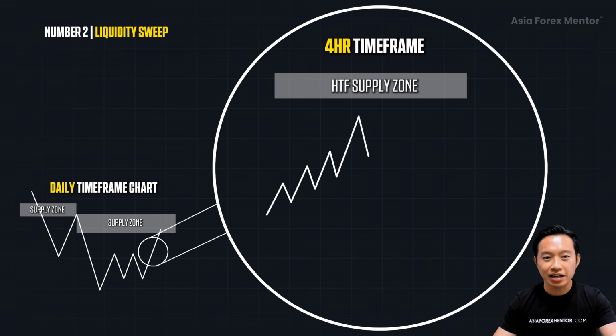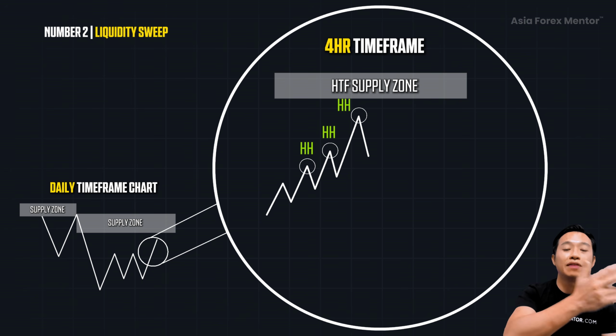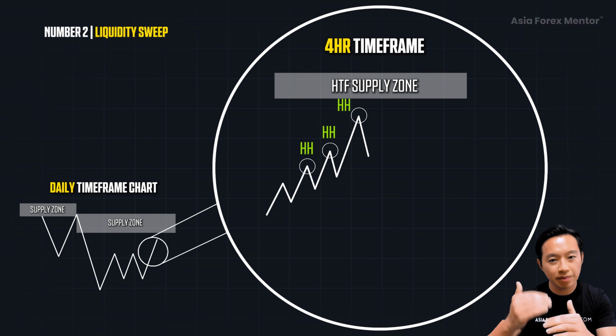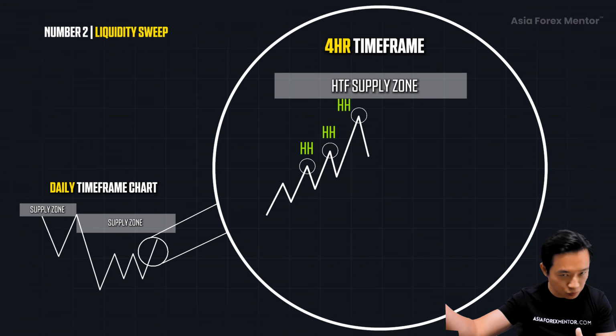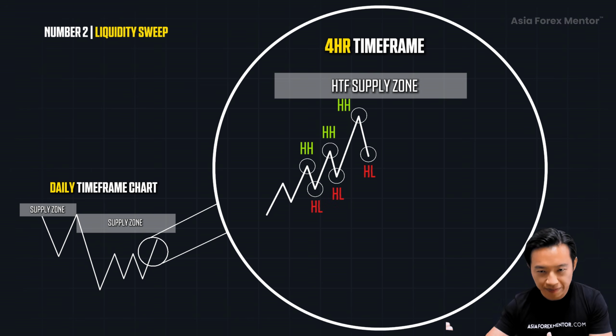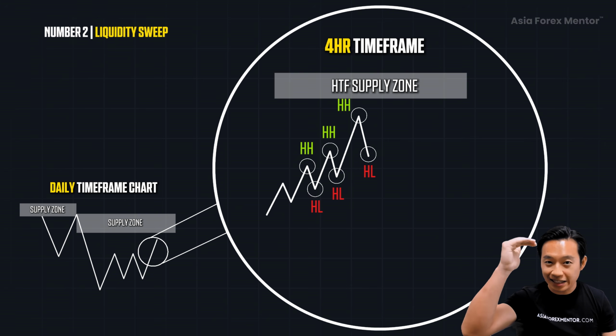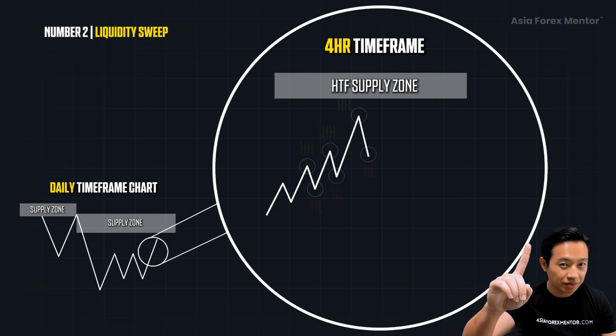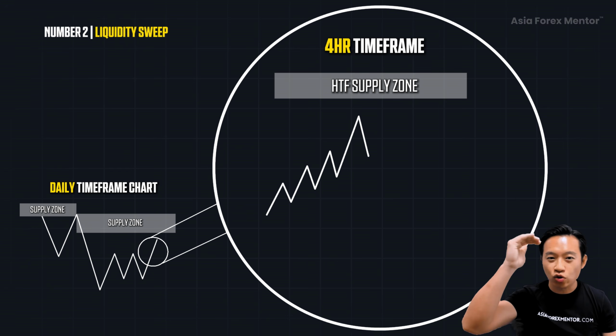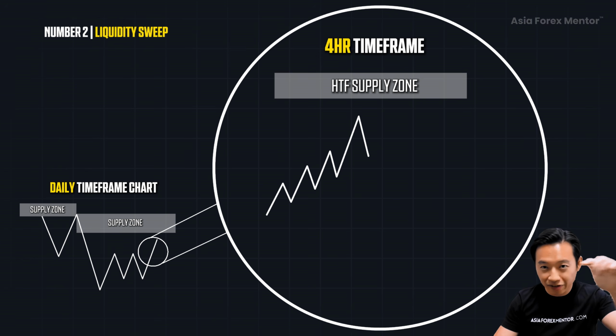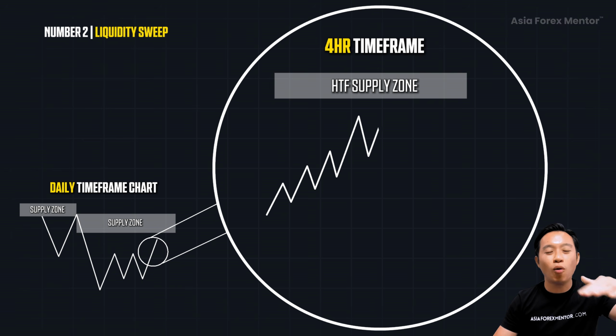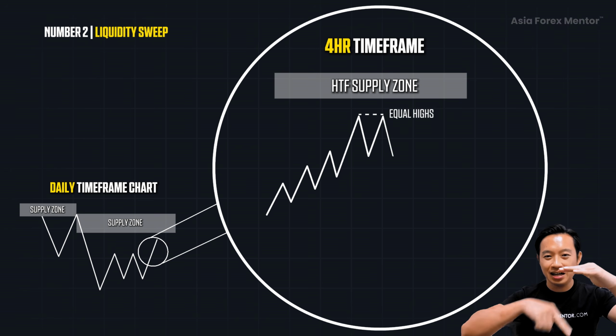So now, in the 4-hour chart, we can see that price has formed a series of higher highs, right? Because in the higher time frame, it's going up. So in the lower time frame, it's always a series of higher highs and higher lows most of the time. And it's on its way towards the daily time frame supply zone. But just before tapping into the zone, and right now price is below it, price forms equal highs, forming a double top.